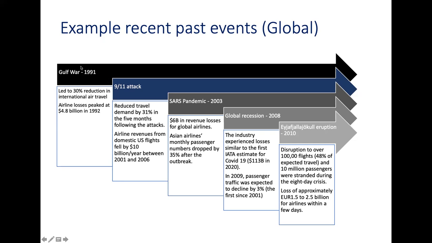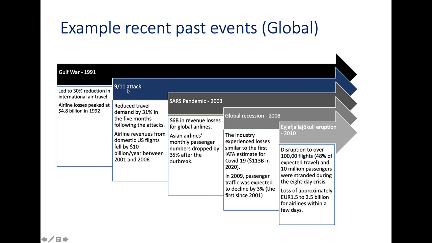The first Gulf War of 1991, a 30% reduction in international air travel. And the airline losses peaked at 4.8 billion US in 1992, so the following year. That surprised me. I didn't recall it being that disruptive to aviation.